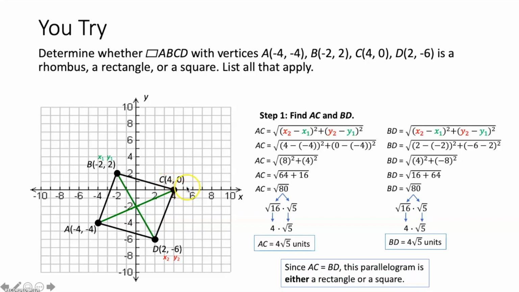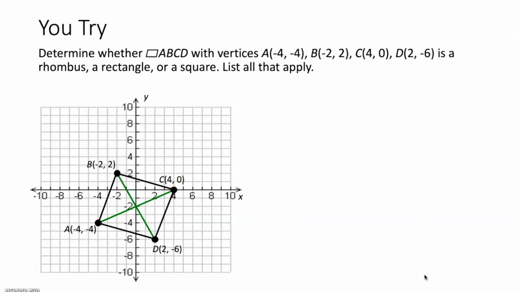Because the diagonals are congruent, they have the same measure, we know that this parallelogram must be either a rectangle or a square. So to determine if it's a rectangle or a square, we need to find the slope of each diagonal. If they're perpendicular, we know it's a square. If they're not, we know it's a rectangle. So let's first find the slope of segment AC.